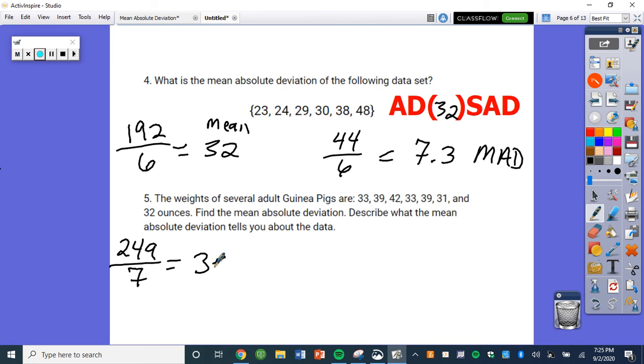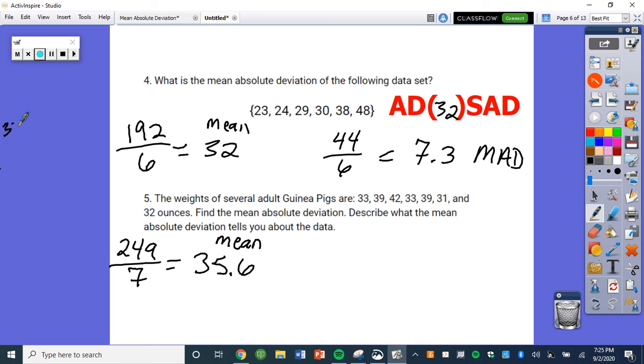And I'm going to round to the tenths place. You might have rounded differently, so your answer might be a little bit different than mine. But on the quiz, we will definitely tell you if we want you to round to the tenths or the hundredths place or the nearest whole number. So now I'm going to take each data value and subtract the mean again and take the absolute value of that.